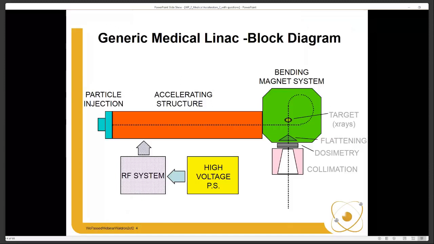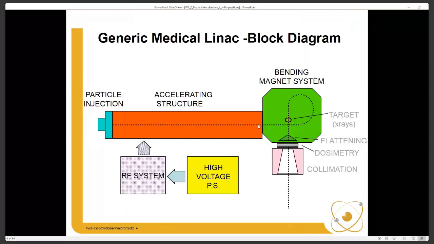So looking at the last lecture, we covered the items that are bright in this slide. And of course, here's my generic medical LINAC. Most medical LINACs contain each of the items shown in this cartoon. Particle injection, electrons in our case. We have an accelerating structure where the electrons are accelerated. Our accelerating potential is microwaves or electromagnetic waves, which we're getting from our RF, radio frequency, system. This, in turn, is powered by a specialized high-voltage power supply, often called the modulator.